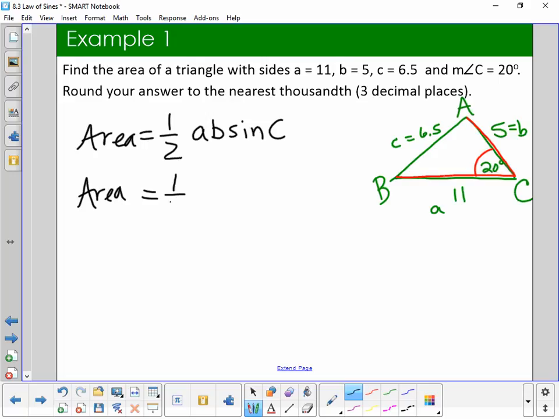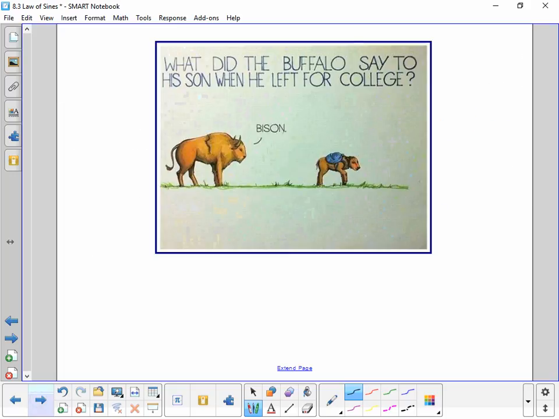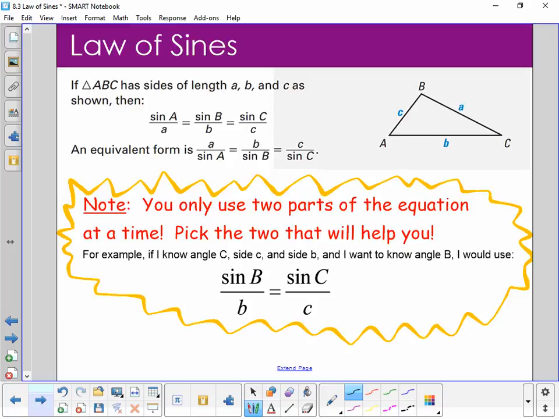But again, I think just remember you're using the two sides that surround the angle. 1/2 of 11 times 5 times the sine of 20 degrees. And we can have our calculator calculate that for us. Make sure your calculator is in degree mode. And it's always going to be a sine when you're calculating the area. So the area is 9.4. I am going to skip the second example for time and go into the law of sines.